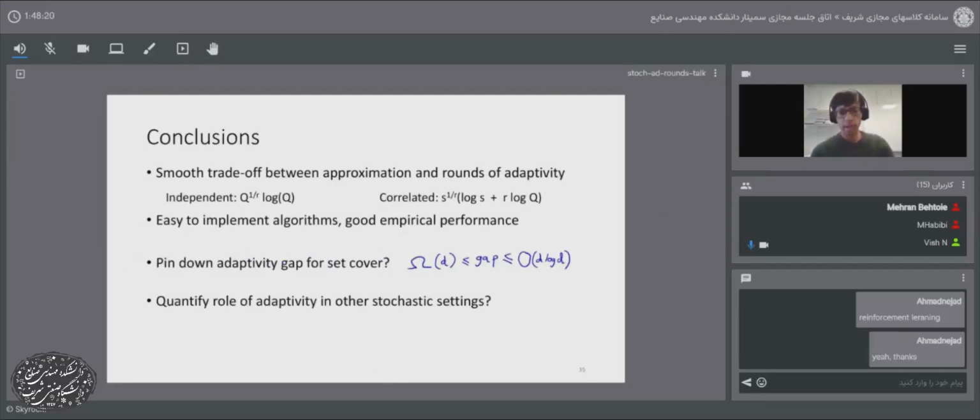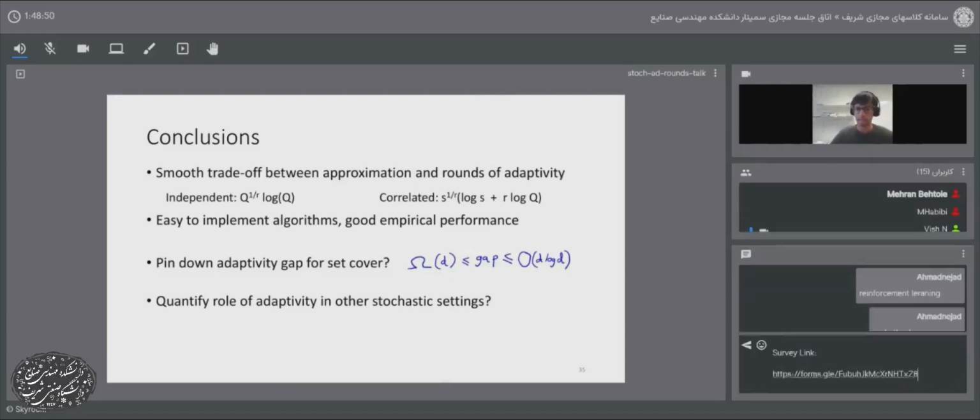And more broadly, it's an interesting goal to quantify the role of adaptivity in other stochastic settings. There are some recent papers that look at the role of adaptivity in, for example, the stochastic multi-armed bandits problem. But there are a number of other stochastic optimization problems where we can try and identify this kind of a quantitative trade-off between number of rounds and the performance guarantee.